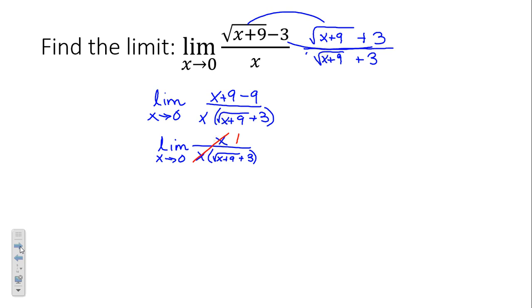Yeah. The limit as x goes to 0 of 1 over the square root of 0 plus 9 plus 3 is going to be 1 over 6 again. Not a very unique answer. We've had that a couple times now, but 1/6 is our limit.